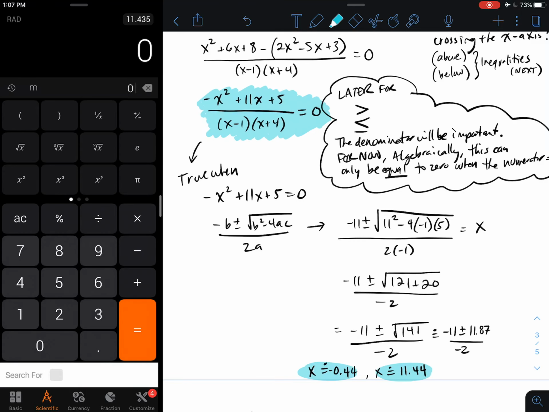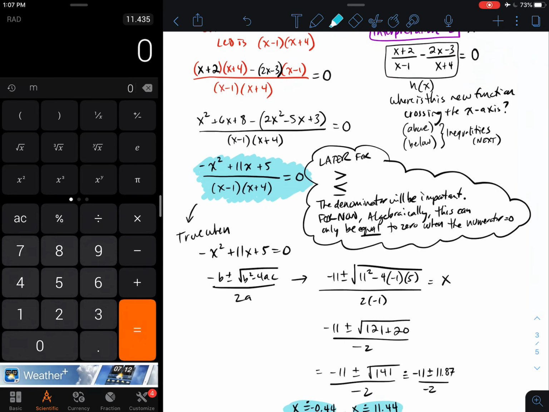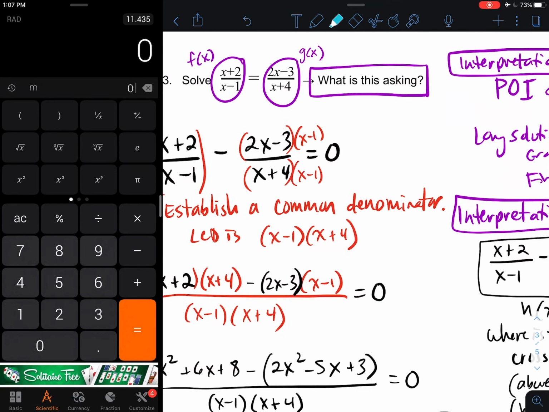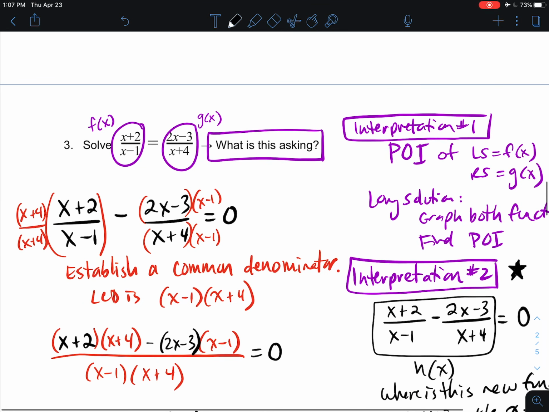Once we have these answers, it's really important to go back and consider if these answers are valid. So from now on, that's actually where we should start. Okay, so when we look at that original question, we should ask ourselves, where is this function even valid? Where does it not exist?